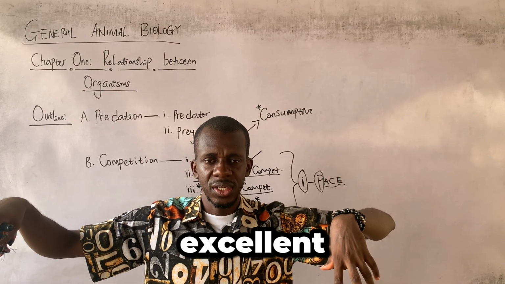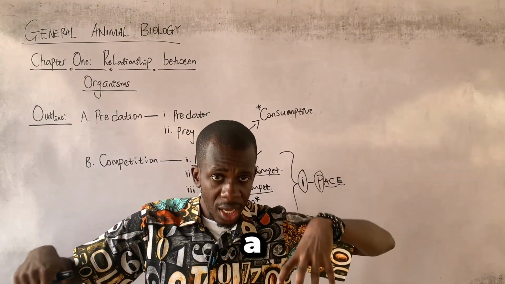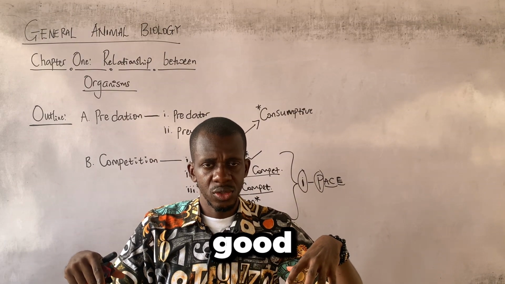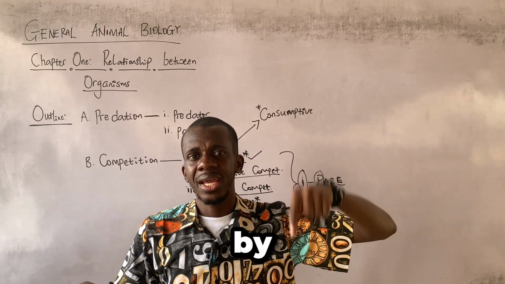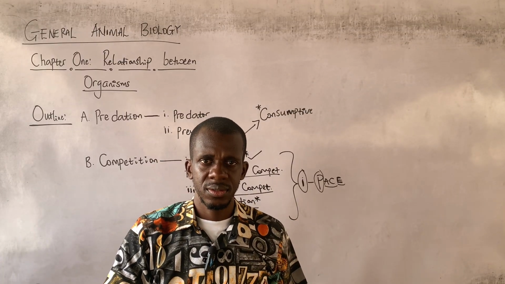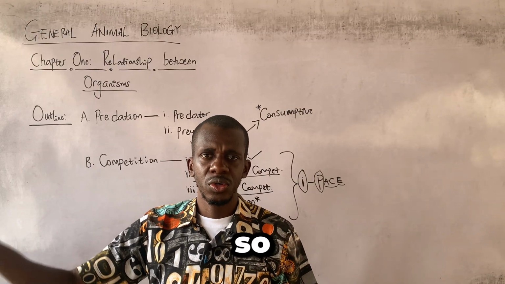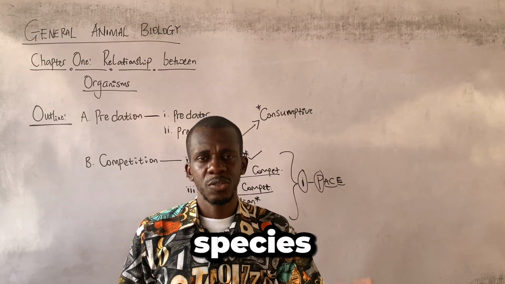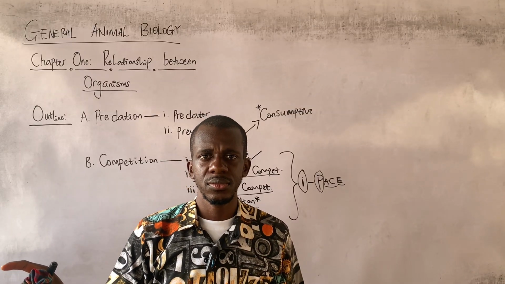You see that now. Excellent. Now, because they have a common predator, remember that this predator hunts both organism A and organism B. You see that? Good. So any decision or action taken by organism A is going to affect organism B. Do you get that? Yes, because they have the same predator. So if that common predator does not find members of species A, it is going to consume more of species B. You see that?